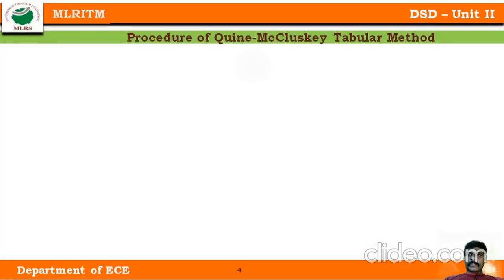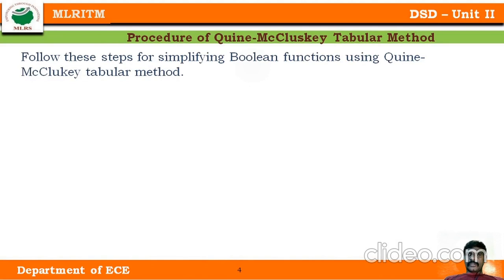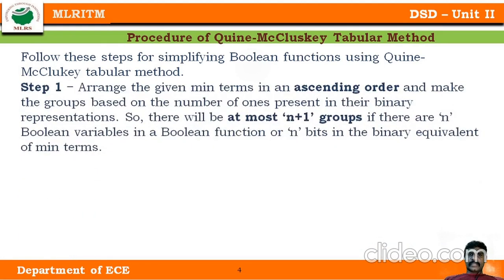So, the procedure for the McCluskey method. The following steps are involved to simplify using the McCluskey method or tabular method. Step 1: arrange all the minterms in ascending order and make groups based on the number of ones present in their binary representation, so that there will be at most n plus 1 groups if there are n Boolean variables in the function, or n bits in the binary representation of minterms.